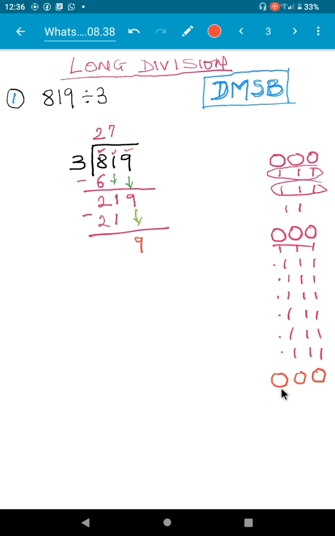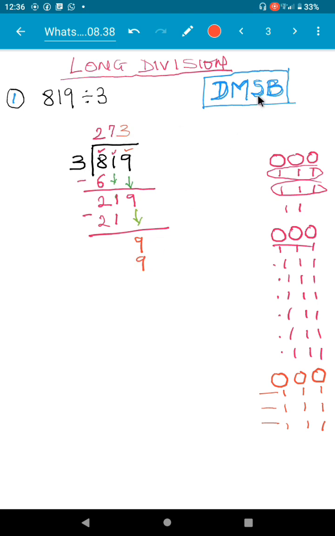Let's go. 1, 2, 3, 4, 5, 6, 7, 8, 9. This is also complete. So how many groups do we have? We have 1, we have 2, we have 3. So we have 3, which means that 3 divide 9 is 3. You put the 3 here. We have done division. Go to multiplication. So 3 times 3, 9.